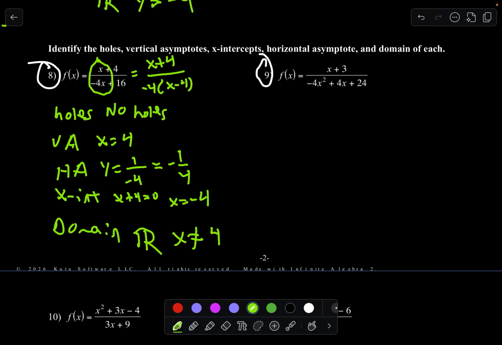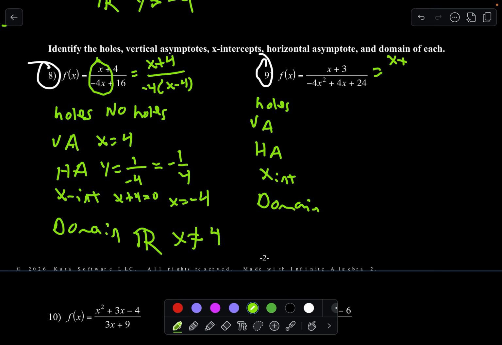Now, looking at number 9, same idea, holes. They want vertical asymptote. They want horizontal asymptote. They want the x-intercept. And they want the domain. Well, this one's a little bit uglier. You're going to have to factor everything that can be factored and see if things can divide out.